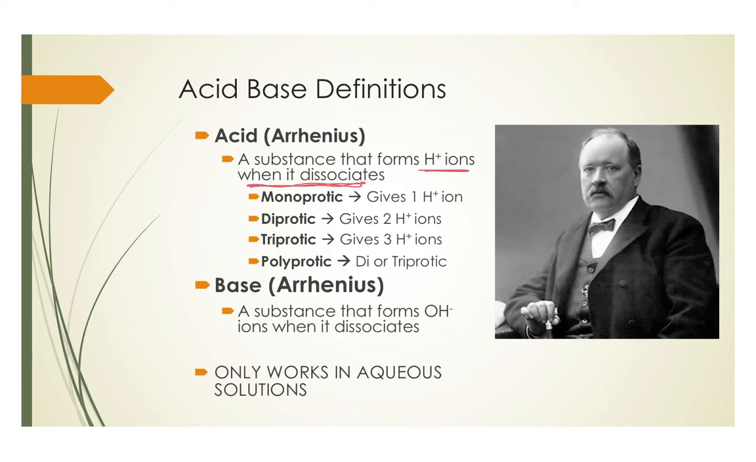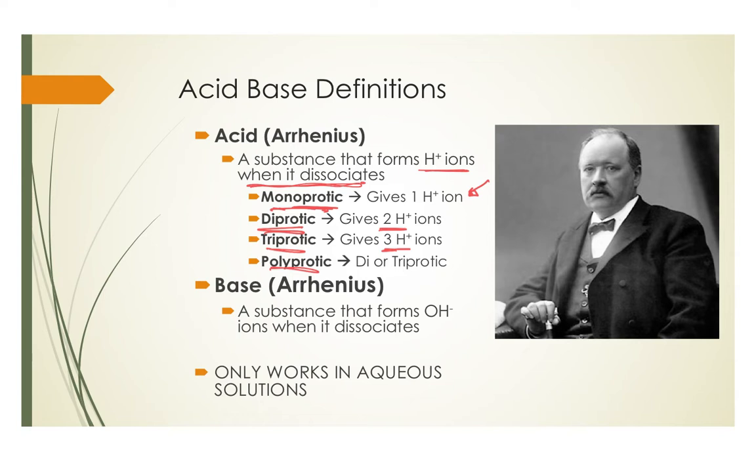Some terms that go along with acids that we often use are monoprotic. Mono, of course, means one, and protic means proton. So this gives us one hydrogen plus ion, because a hydrogen plus ion is just a proton. Diprotic, of course, gives us two hydrogens. Triprotic gives us three hydrogens. And then polyprotic would be anything that's di or triprotic.